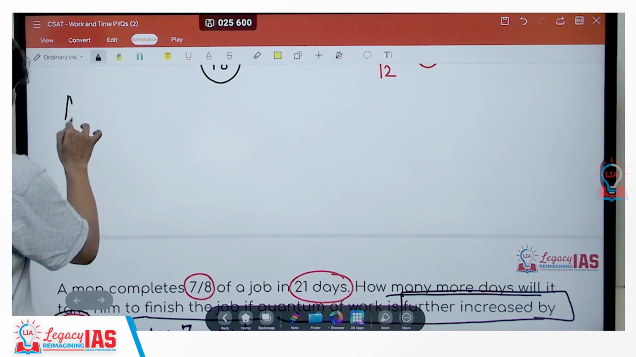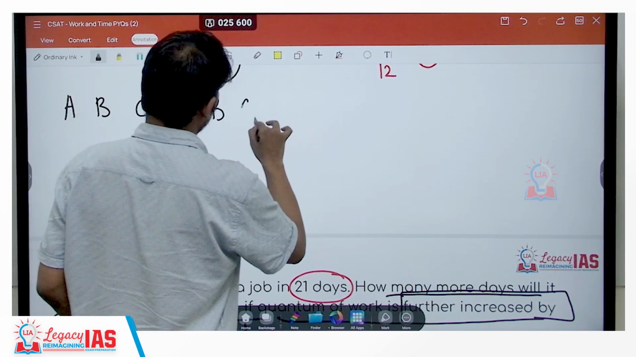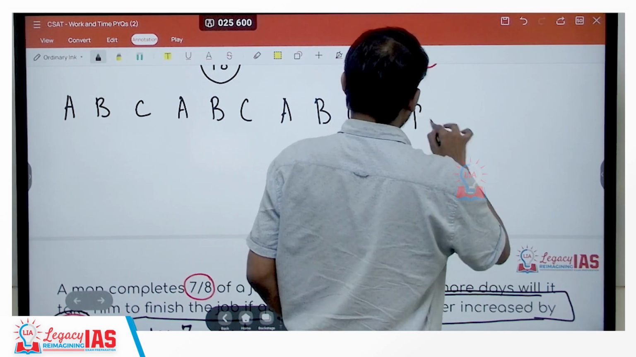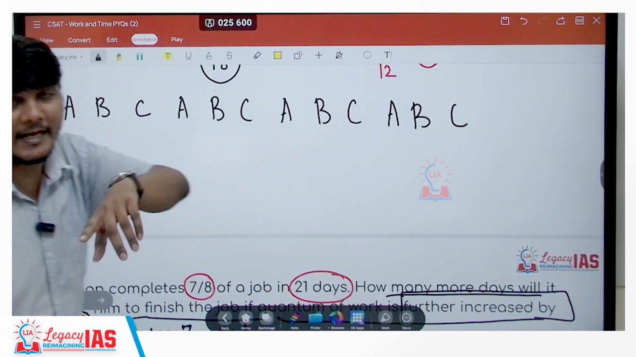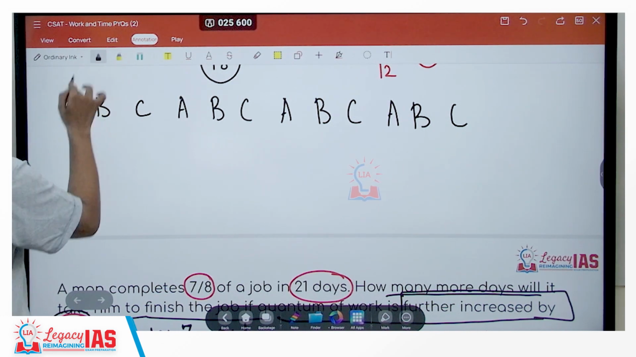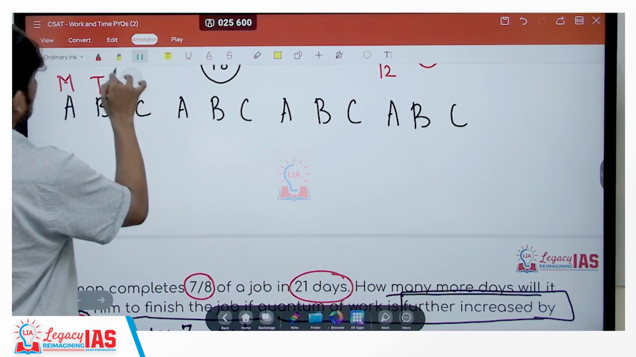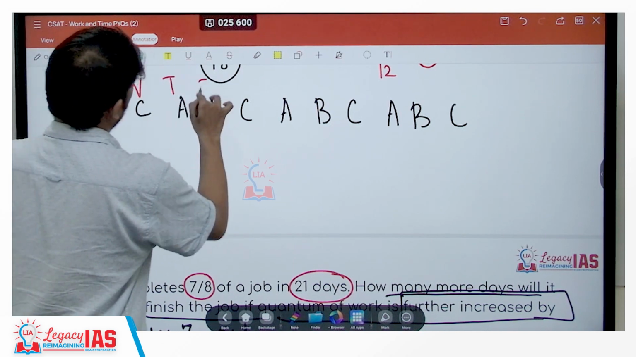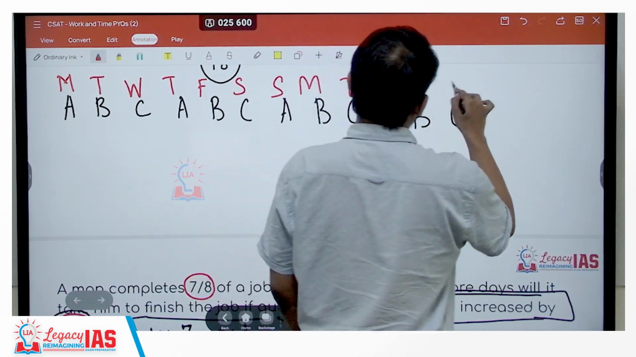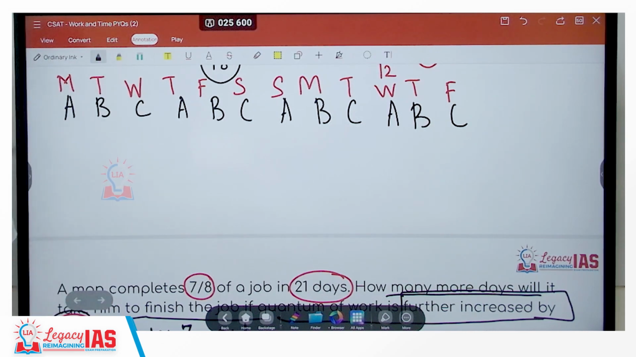So A starts, then B does, then C, then again A, then B, then C, then again A, B, C. We'll keep on doing this till we get 48. So in 1 day when A starts, A would be starting here. Let me write down. It will be Monday, then Tuesday, then Wednesday, Thursday, Friday, Saturday, Sunday, then Monday, Tuesday, Wednesday, Thursday, Friday, and if there is more need, we will do more.